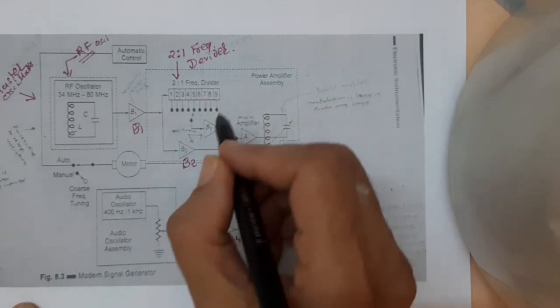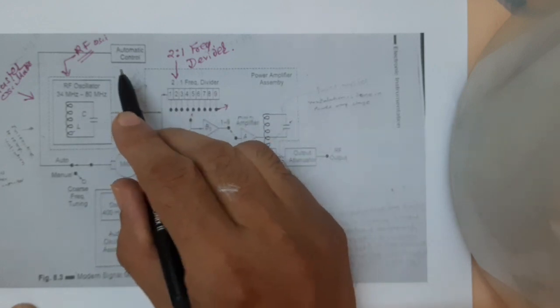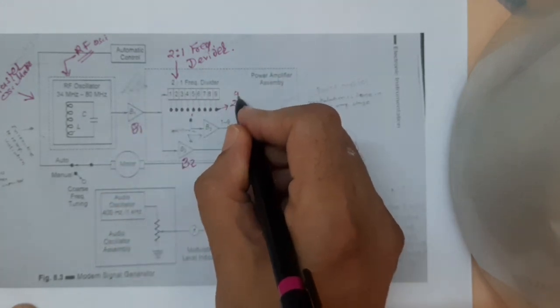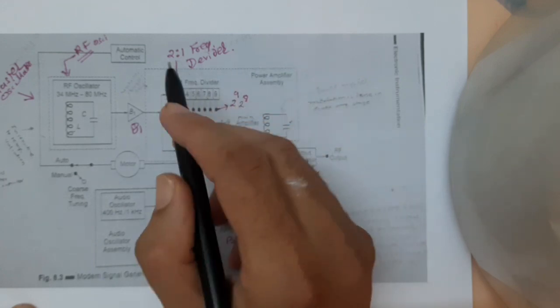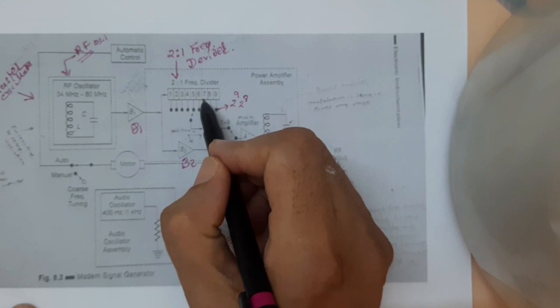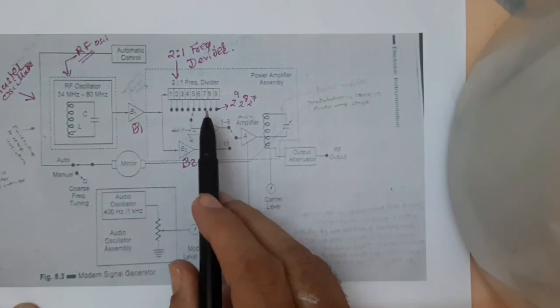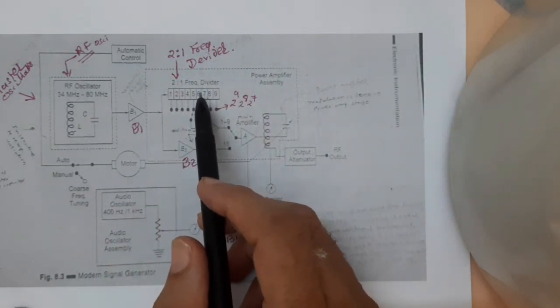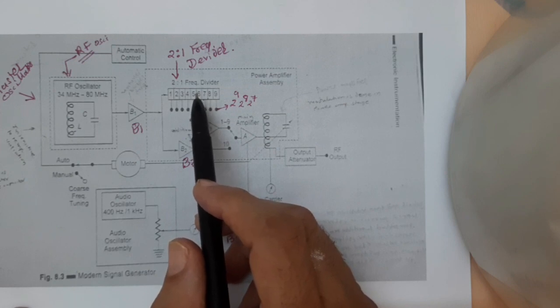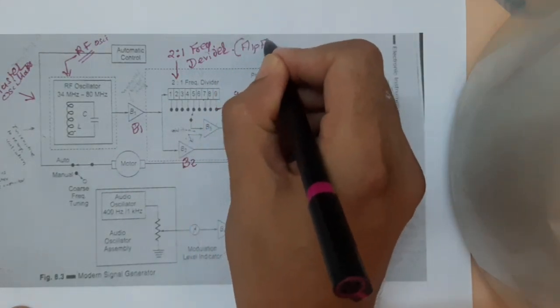That means at 9, when we connect here, the highest range is divided by 2^9. 8 means the highest range divided by 2^8. 7 means the highest range divided by 2^7. In this way, we are getting very small values of frequency. For this purpose, we are using flip-flops for frequency division.